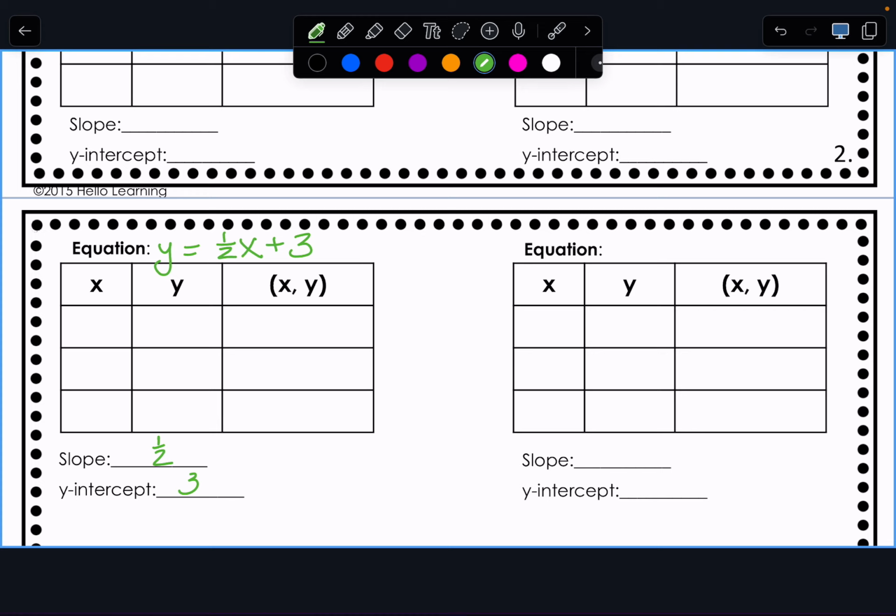Okay, so if the y-intercept is 3, let's just say x is 0. When I plug 0 in for x, 1/2 times 0 plus 3, what do we get for y? Oh, cool. So (0, 3) is a coordinate.